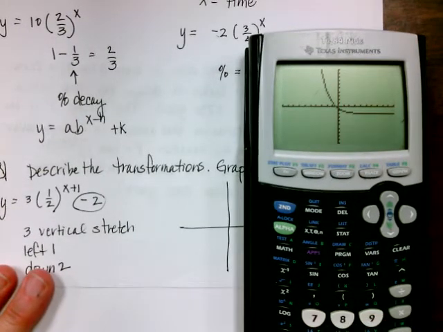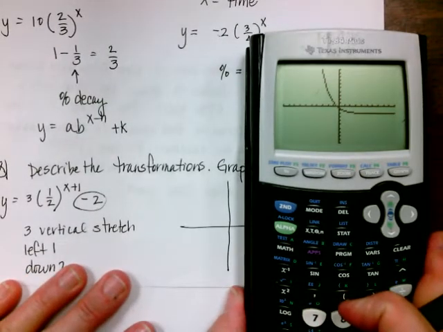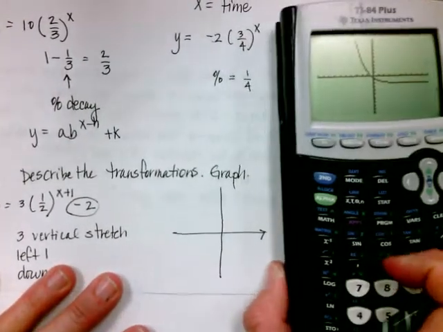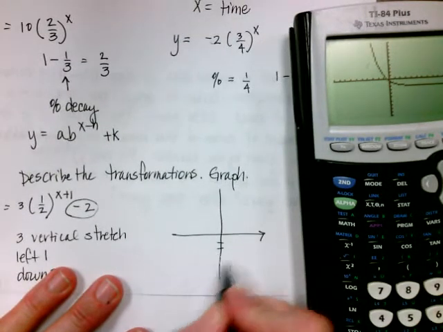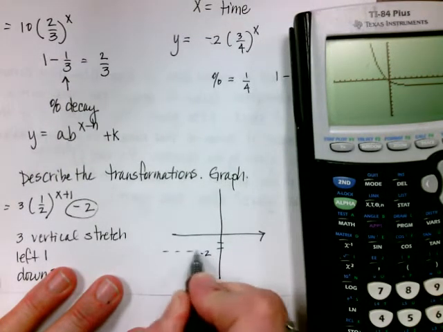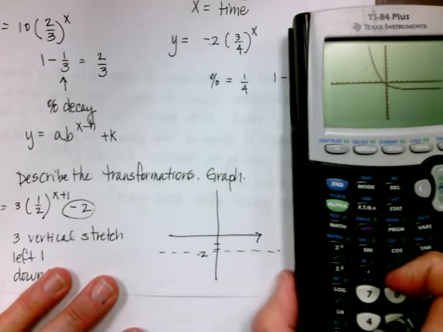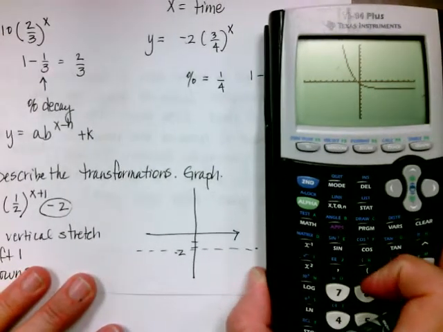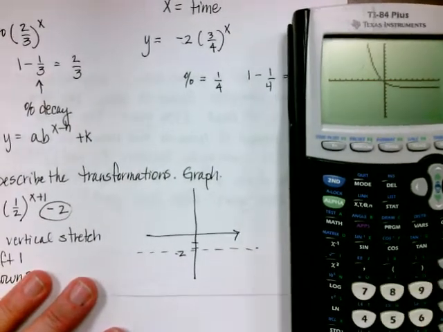Alright. My horizontal asymptote occurs at y is equal to negative 2, and your asymptotes always move with the vertical translations. So my horizontal asymptote is actually going to be y is equal to negative 2. I'm going to just scoot this over for a second. So I'm going to draw y = -2, and that's my horizontal asymptote. That's the value that my graph is trying to approach but will never cross.